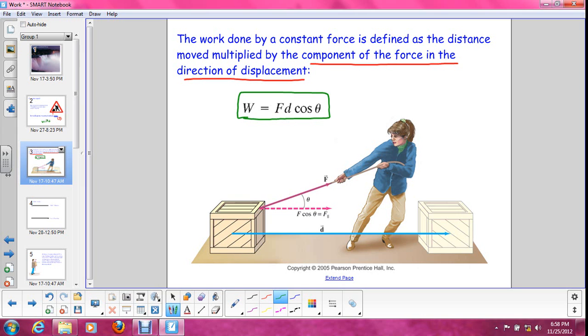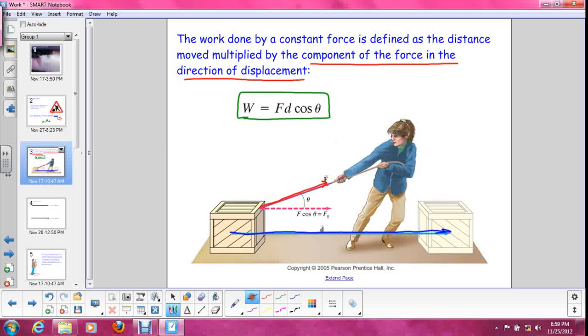So let's look at this picture as an example. This girl appears to be pulling a very heavy box across the floor. The force she applies is at an angle to the horizontal. But the box doesn't move up at that angle. It moves straight across the floor, this way. So what we need to do is only worry about the portion of the force she applies that's in the same direction of the movement of the box.